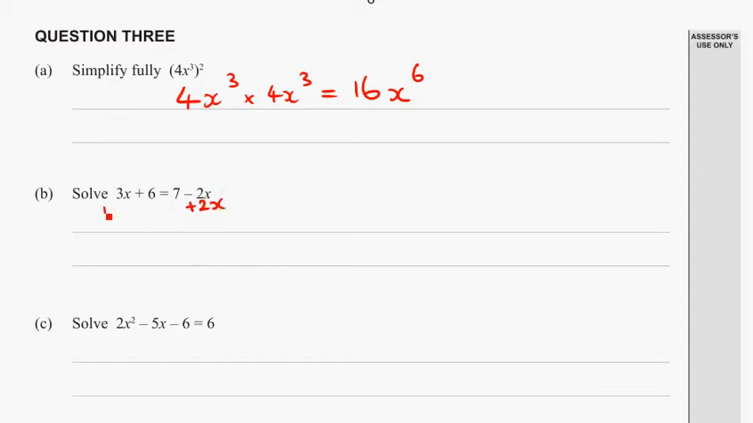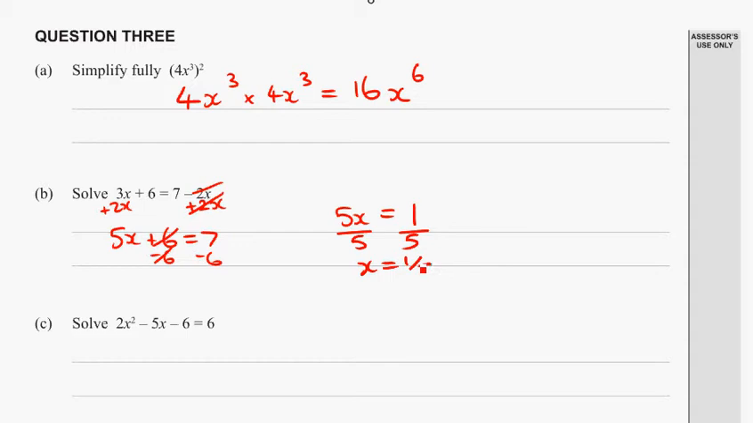I'm going to add 2x to both sides first. Minus 6. And divide both sides by 5. x equals 1/5.